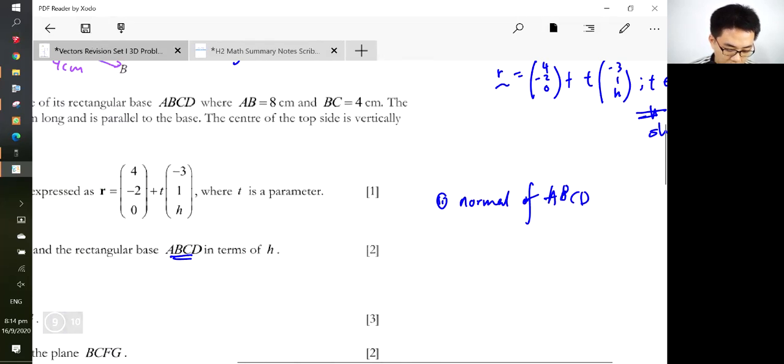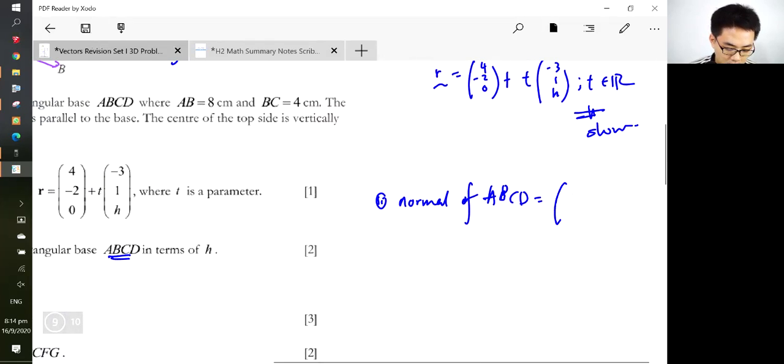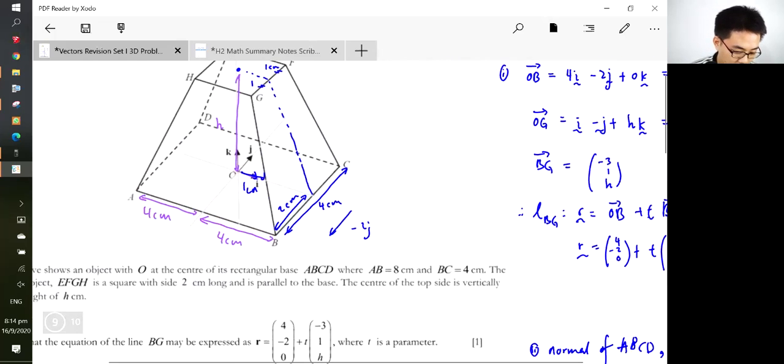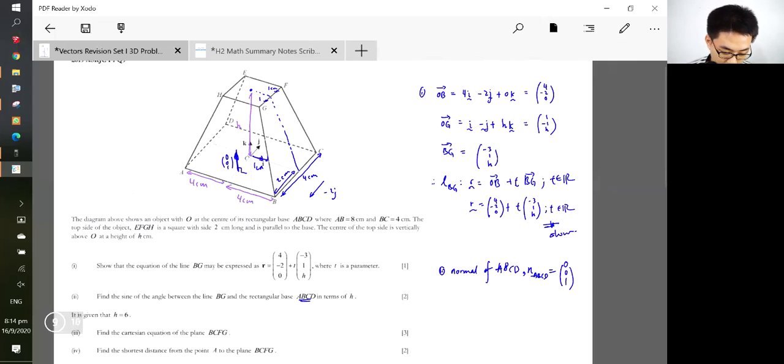The normal of ABCD is just 0, 0, 1. You don't need 0, 0, H. This normal of ABCD here is pointing upwards, right? This one pointing upwards, right? This is just 0, 0, 1. Any direction parallel to it, ABCD is just 0, 0, 1.